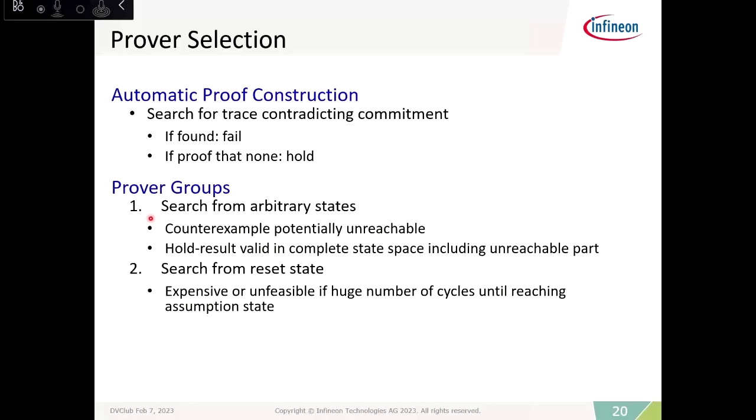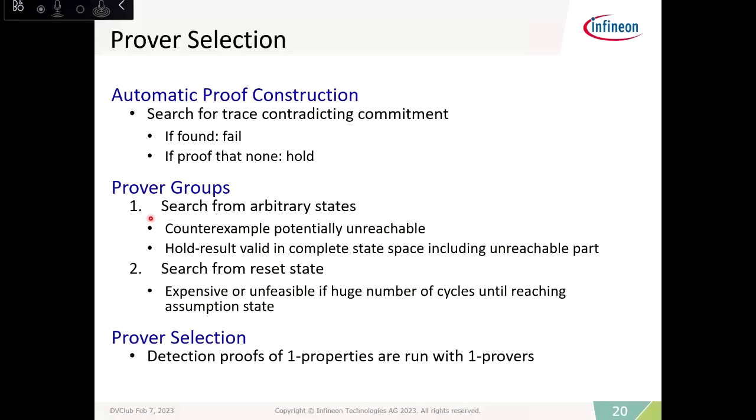We therefore separate properties originally proven from such arbitrary start states from those which require an initial reset state and run detection proofs with corresponding provers only. By this, we get detection results in reasonable runtime for properties which would run for a very long time without result if a prover of group 2 starting from reset were applied.